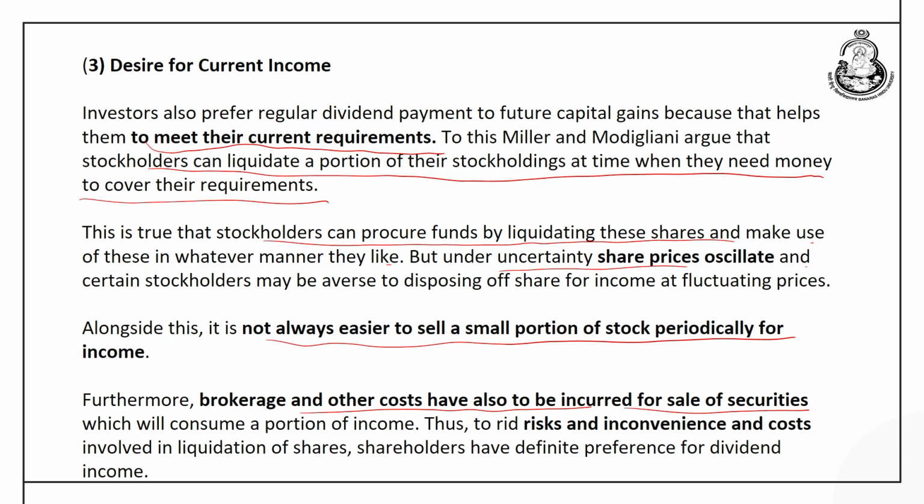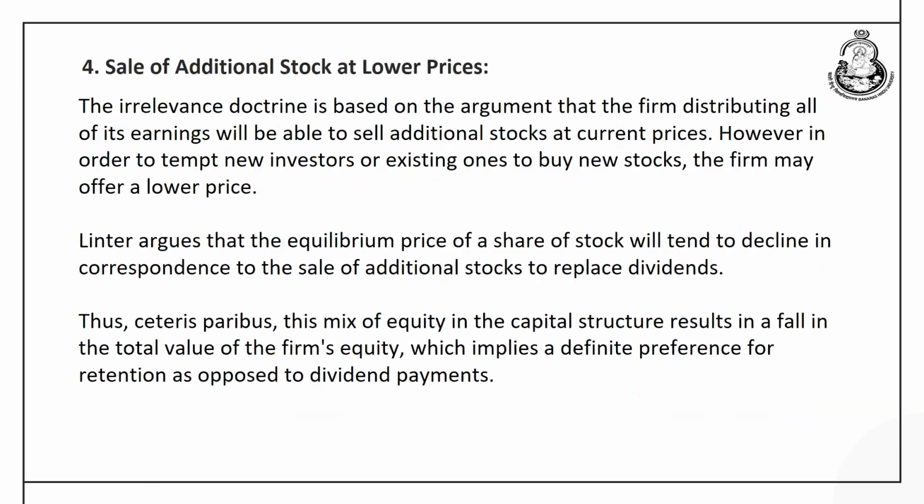So, finally, it is the risk, inconvenience and cost involved in the liquidation of shares that would make shareholders have a definite preference for dividend income from the company. Now, the fourth argument is the sale of additional stock at a lower price. The irrelevance doctrine is based on the argument that the firm can distribute its earnings and in turn it will be able to sell additional stock at the current price.